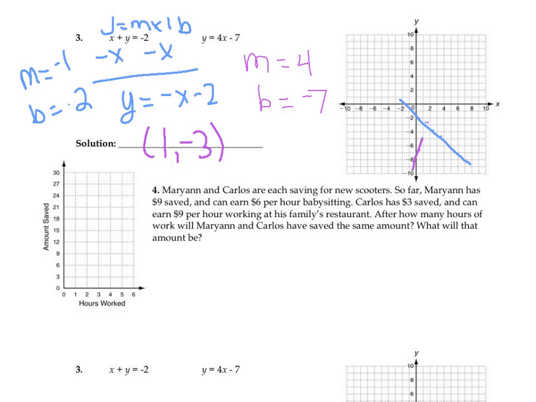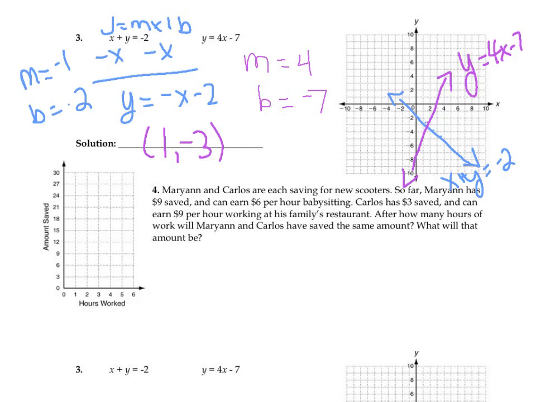And we're going to be certain to use a ruler to make those lines. And you're going to want to label your lines. And you're going to want to make sure that on the ends of your lines you have arrows. And again, we're going to label that. And we're going to label it with the original equation, x plus y equals -2.